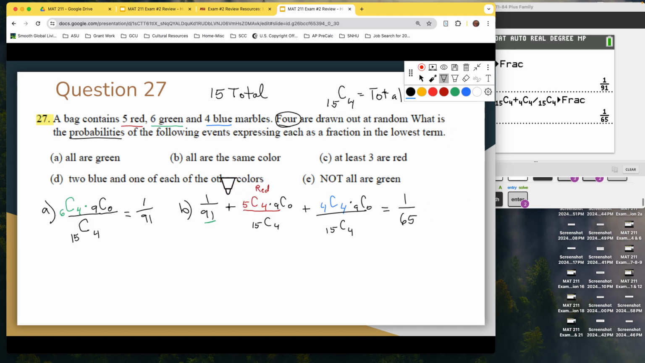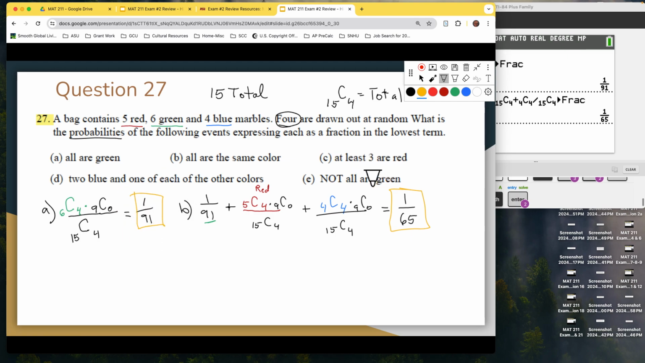That's the probability of getting either all green, all red, or all blue, and that's why we're adding them, because they're separate. You can't get them all. One will happen or the other. Okay, so that's B. Maybe let's circle them in yellow. So that's that one.